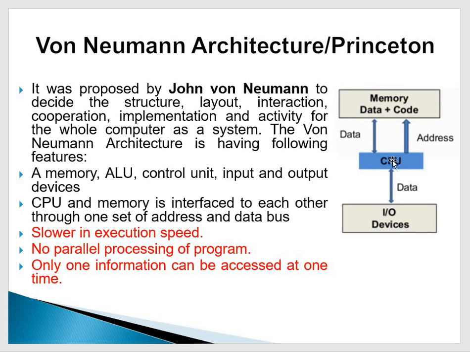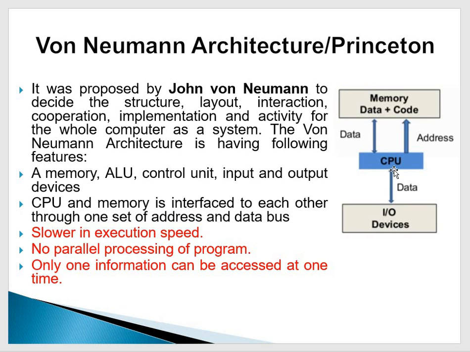Here we can see that the CPU is interfaced with the external memory through address and data lines. The von Neumann architecture was proposed by John von Neumann, and it decides what type of structure and layout we require, how we establish the interaction between the processor and memory, and how we read the data or transfer the address to the memory. All these rules are decided by this architecture, and it is called von Neumann.